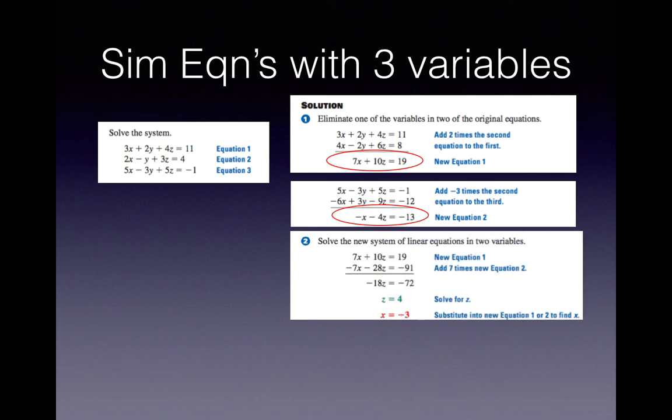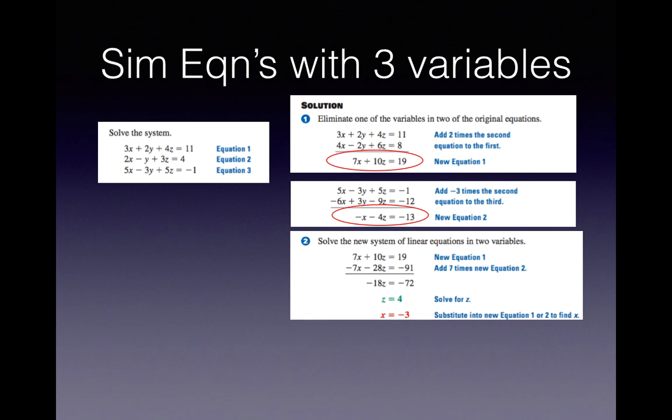Now when I solve those, I get z is equal to 4. And then what I can do is sub the z equals 4 into either of the 2 circled equations. When I do that, I'll get x equals minus 3. Now, there are 3 variables. There's an x and a y and a z. I have x and z. I need to find y.